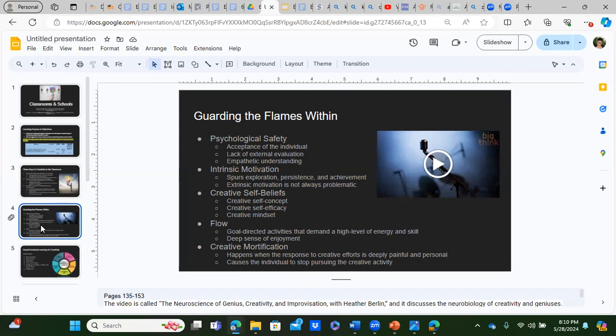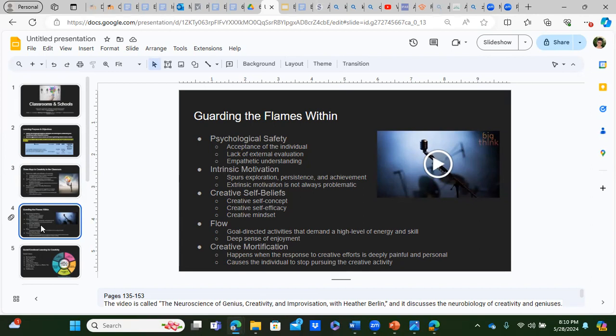Any act sending the message that students are important, valuable, and full of potential builds a foundation of psychological safety. Perhaps the most obvious type of acceptance is the teacher's willingness to actually examine a student's ideas, even when they initially appear strange or inappropriate. And of course, we know that this builds creativity.